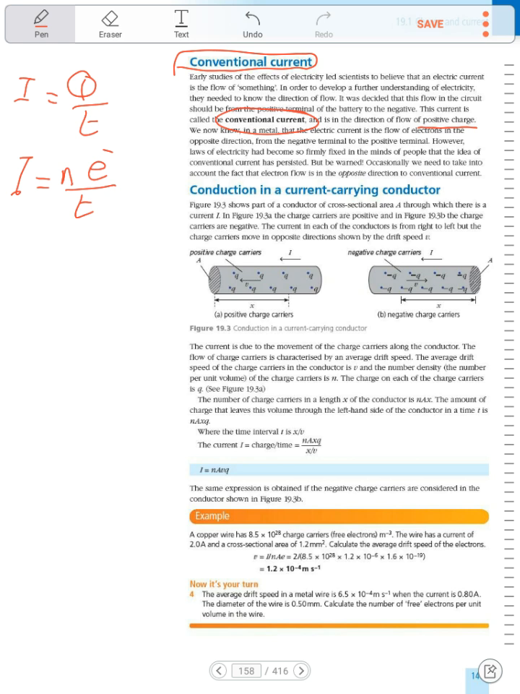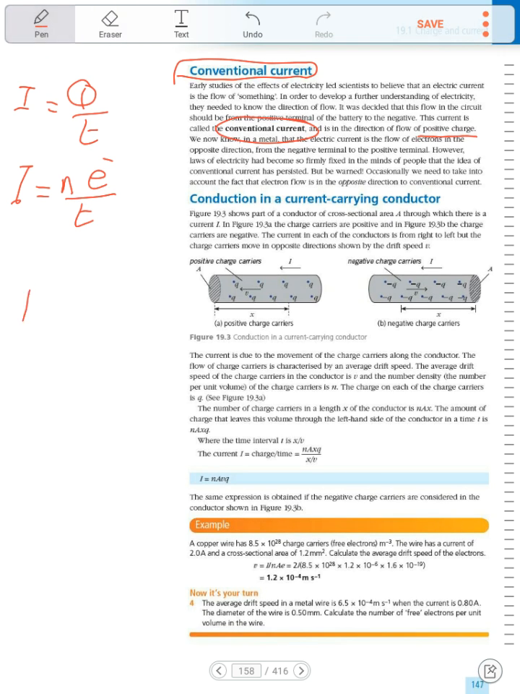Now, we want to find a relation between the current and the area of this wire. We take the wire; this is the cross-sectional area of the wire, and this is the length of the wire. The electrons will move in this direction, and the positive charge will move in the opposite direction. Now we will define a new symbol, which is capital N, the number of charges per unit volume. Okay, this is volume.